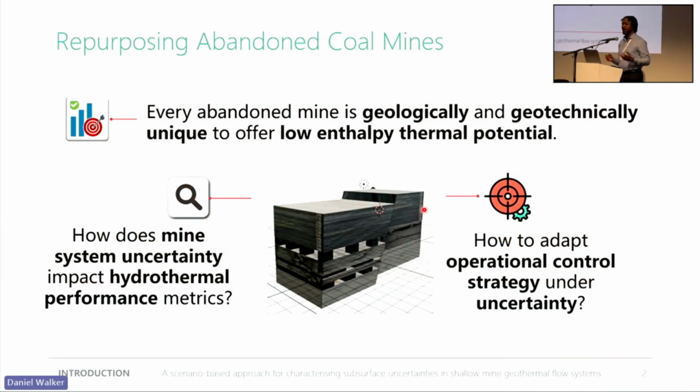So we all agree that mine workings have uncertainties that are unique to their location and their mining history. But the key question is, how do these uncertainties impact hydrothermal performance metrics? And more importantly, how can we learn to adapt operational control strategy under uncertainty?